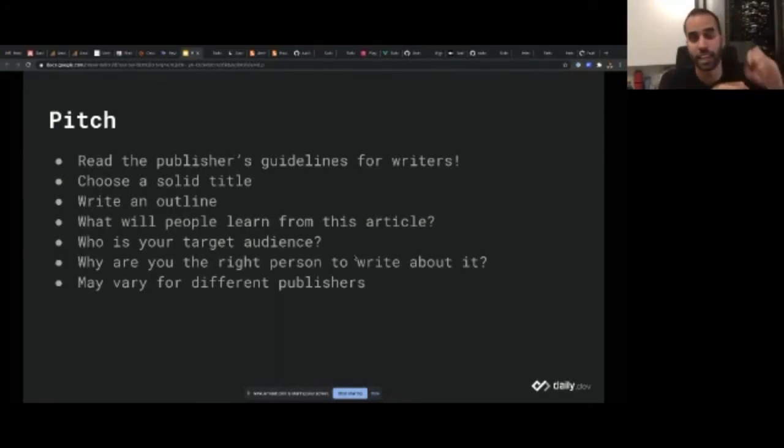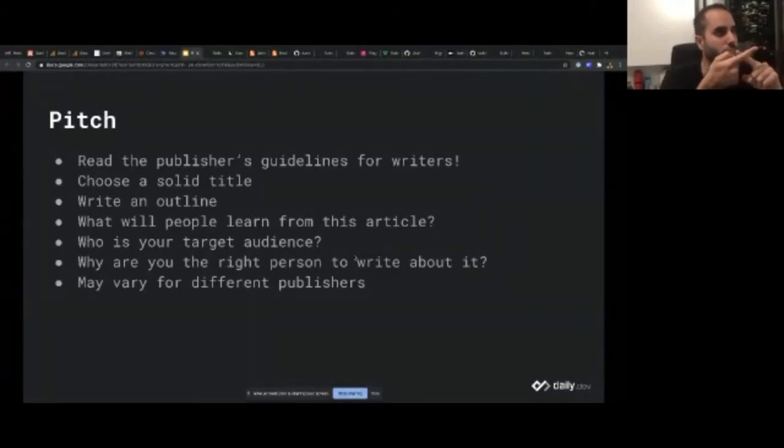So again, I can't emphasize it enough: read the guidelines before you start pitching, because it can really make the publishers mad if you didn't read the guidelines and you already broke the rules once you pitched. If you pitched and broke the rules, they will immediately reject you, even if you have a great idea.